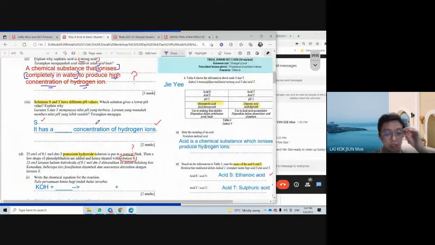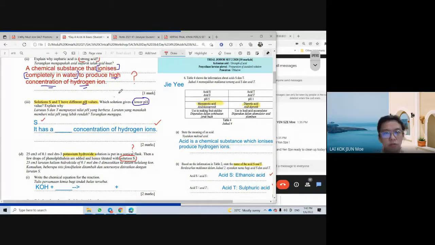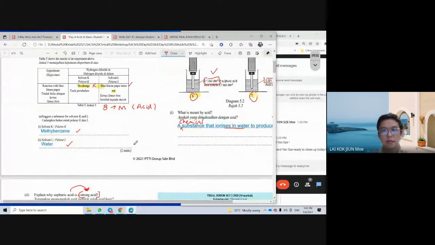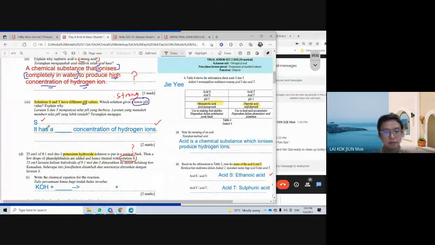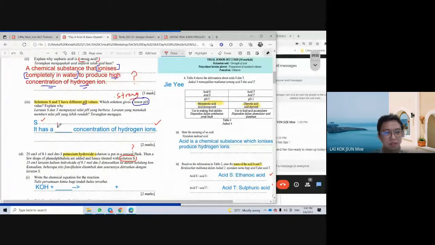Continue for number 3. Jia, S and T, they got different pH, but which one has a lower one? Lower means strong acid or weak acid? Wait, lower. Strong? Strong, okay. Strong, powerful one. Strong acid is the lower pH. So the S is the stronger one because you see 0.1. Explain why. High concentration. Very good. High concentration. So you must complete of the hydrogen ion. You see, too much easier. You just give the name and explain.